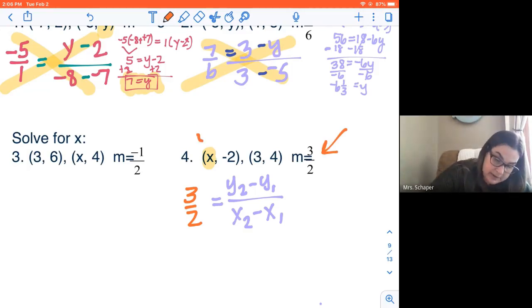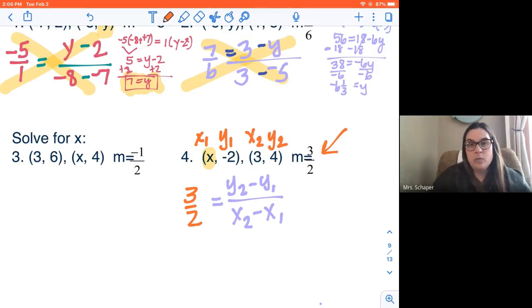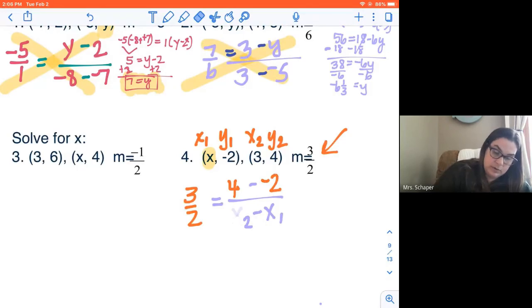Then I'm going to label each of these. X sub 1, y sub 1, x sub 2, y sub 2. X of the first point, y of the first point, x of the second point, y of the second point. And I'm going to fill those in. So y sub 2, that's 4. Y sub 1, that's -2. X sub 2, that's 3. And x sub 1, that's x.